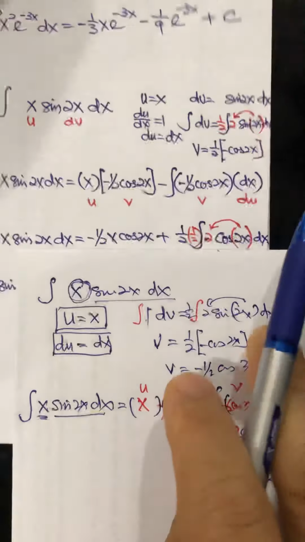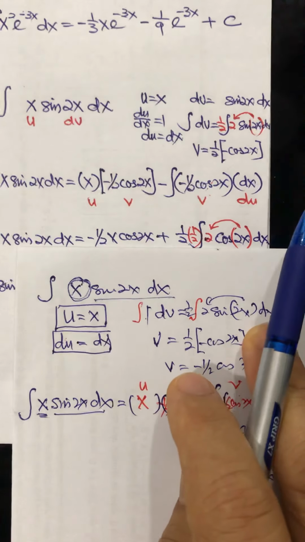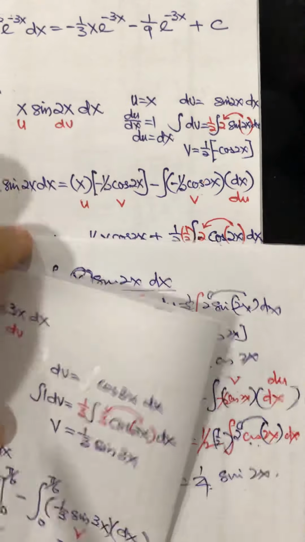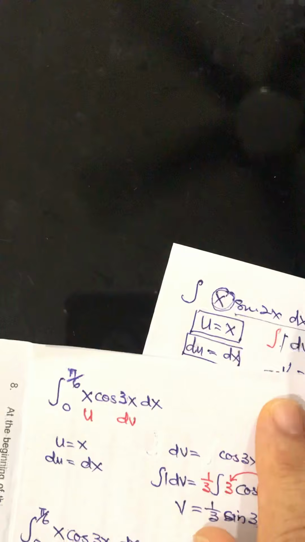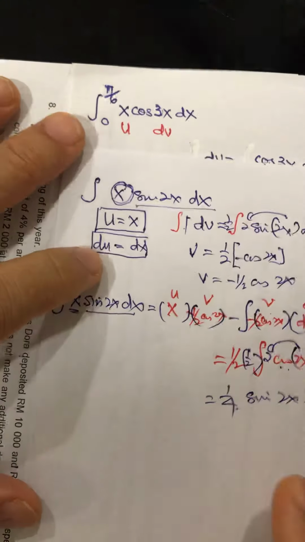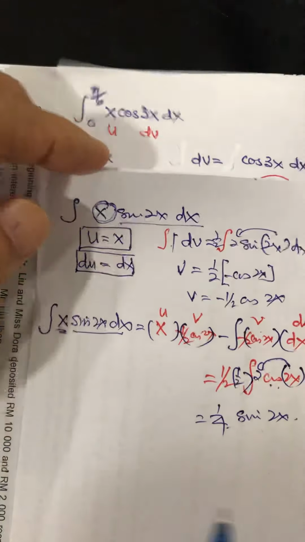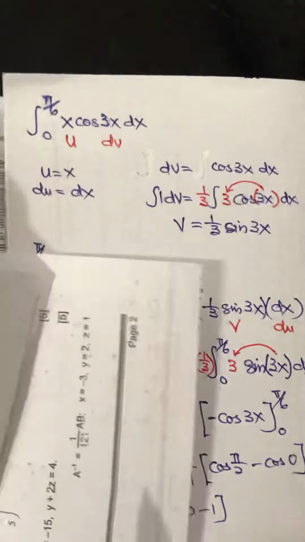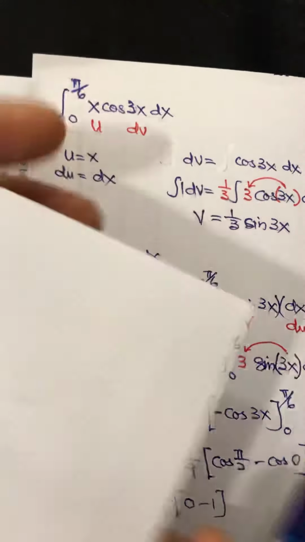Okay? Now we look at the next one. How about this? You see this one. Let's say I want to do this. x cos 3x. Of course, you cannot use the first method. All those you need to use integration by parts.